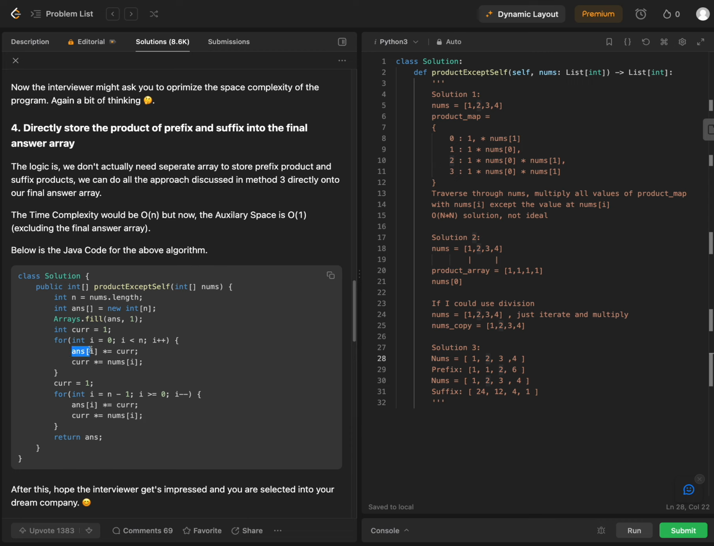Okay, so you multiply your answer array that's initialized to 1 by current. The first loop current will be 1, and then the next loop current will be multiplied by your nums I, right? Your current index. So in this case 1, 2, 3, 4, current will be 1 again. So you multiply 2 by 1 again, and nothing happens, right?